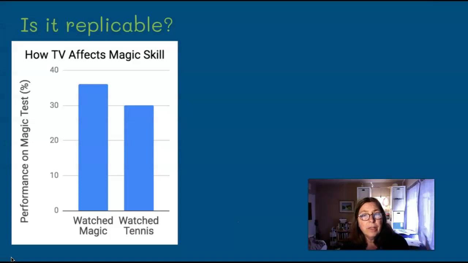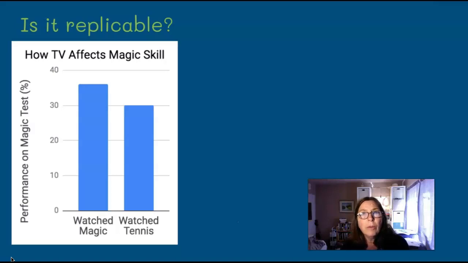All right, so you've done this study, and you're wondering, is it replicable? Other magicians now are interested, other scientists are interested in this study that you've done, which seems to show a relationship between watching magic on TV and being a magician. But these other scientists around the world, maybe they haven't been able to replicate your results.